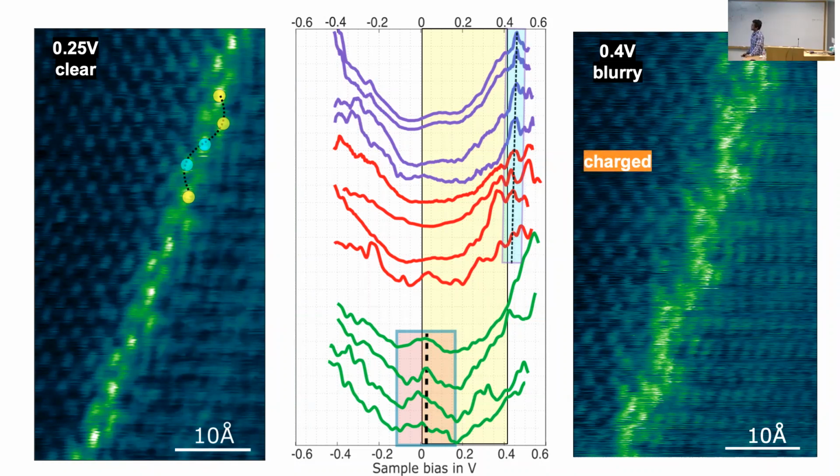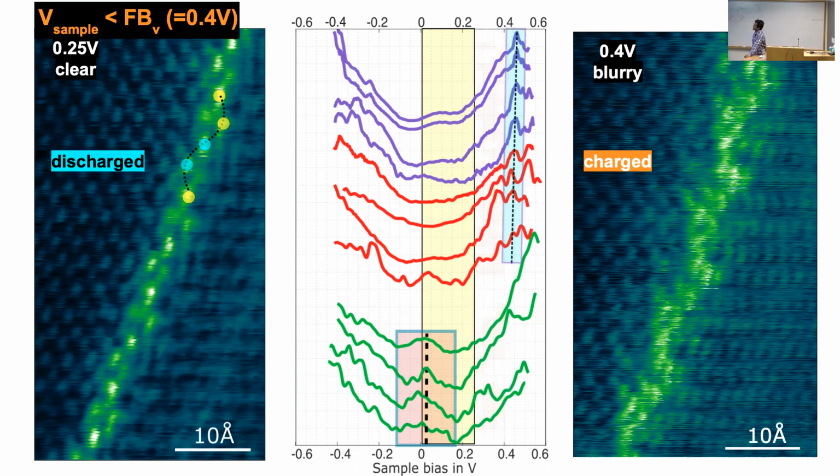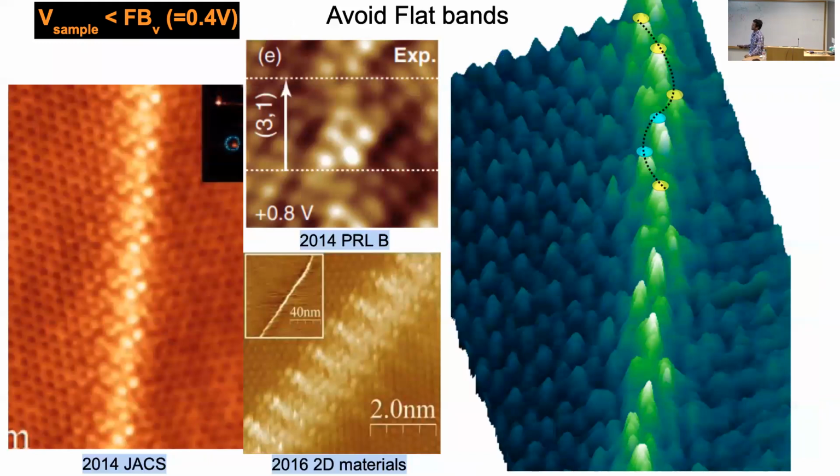These localized states become accessible, and they begin to get filled and they charge up the grain boundary. Now, when you reduce the sample bias, it discharges the grain boundary because there are no states within here. So the trick lies with the fact that whenever you find these kinds of grain boundaries, not just grain boundaries, whenever you find any kind of topological defect, what you're supposed to do is find out where the peaks lie. Are there any flat bands? If there are any flat bands, you're supposed to avoid them if you want to image them better.